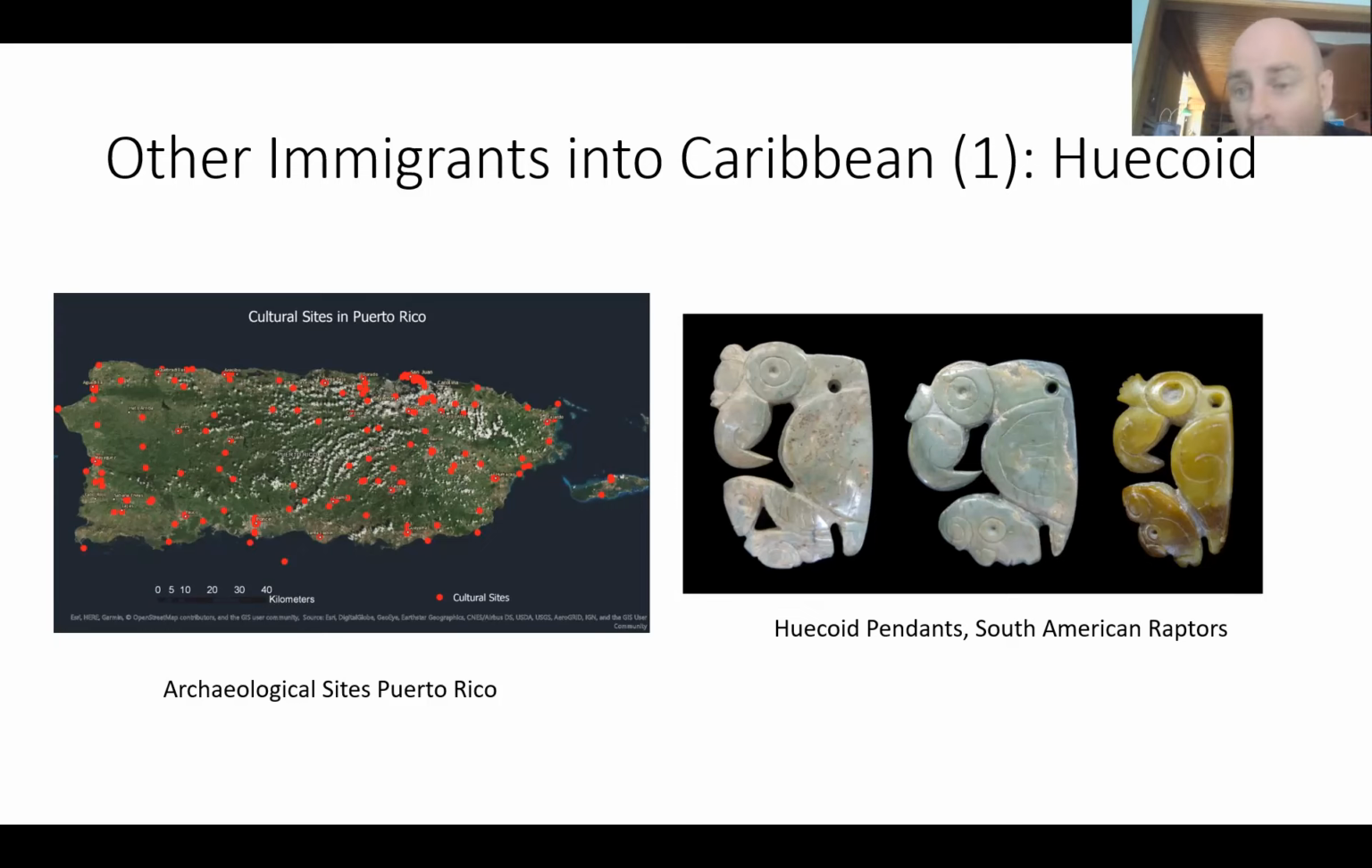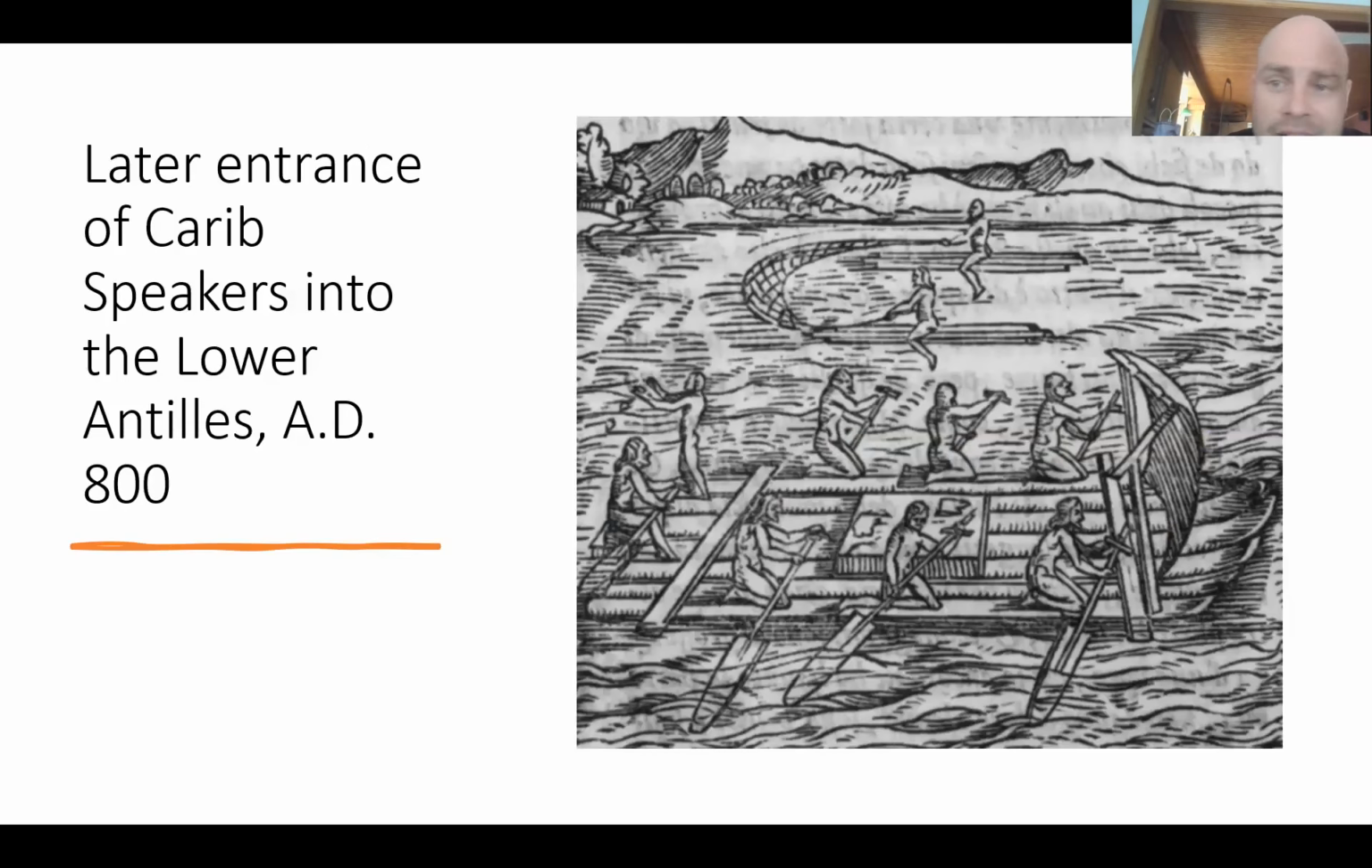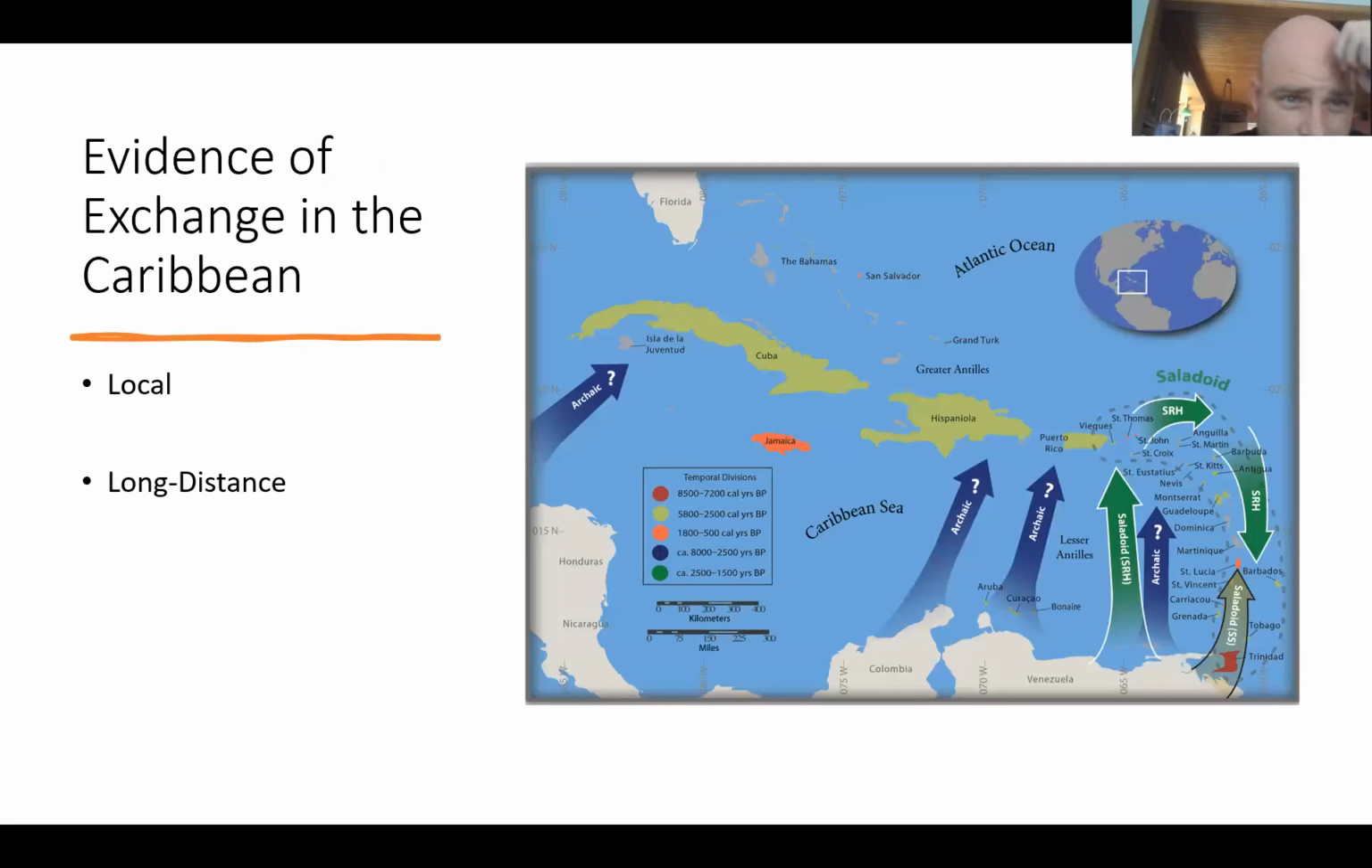But the point is, there are all these different interacting populations. There's the earlier aceramic people, there are these Saladoid Arawakan people, and there are other people like the Huecoid. And there's even a later migration around 800 AD of Carib speakers. Carib is another major South American language, and we'll talk about the dichotomy between Carib and Taino at the end of the lecture.